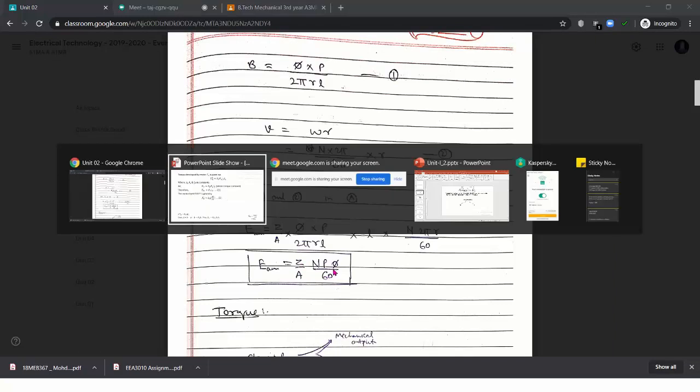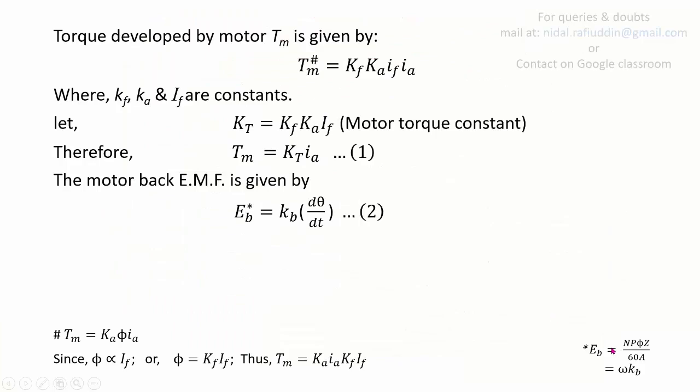So this is something that you have already been taught in previous year, and thus we are not going into much detail of how we obtain this expression. If you want, you can refer to the notes, and it is still there in your Google Classroom of your previous year. So if you are able to access that classroom, you can refer to the notes on how to obtain Tm, which was equal to Ka phi Ia, and Eb, which is equal to Np phi Z over 60A.